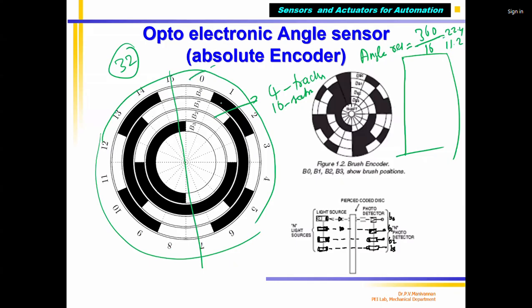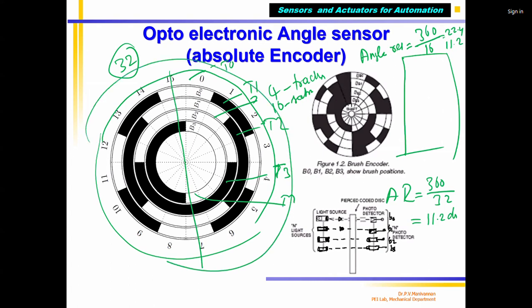So this is the outermost track, correct? T0, this is T1, T2, this is T3, and this is T4. Now I have 5 tracks, and I divide into 32 segments. So in that case, what will happen? The angle resolution AR is equal to 360 divided by 32, which is going to be 11.2 degrees. Correct? So if I want to measure a more accurate angle, what I have to do is add more tracks and divide into more segments. Next I will show 64.